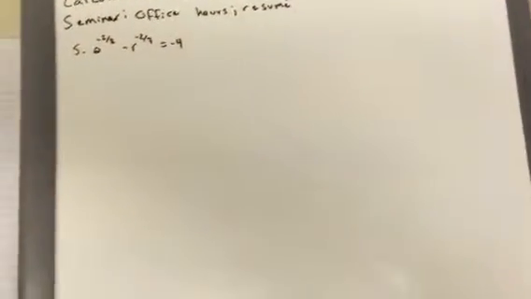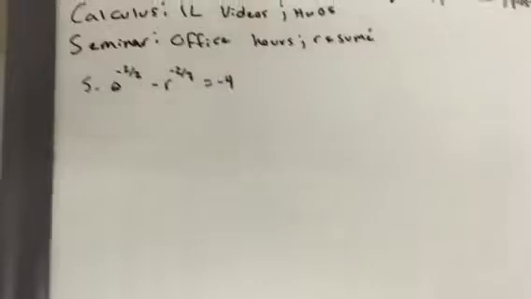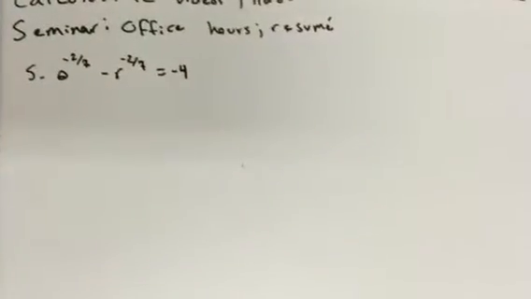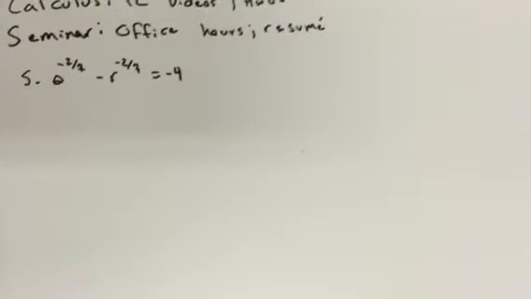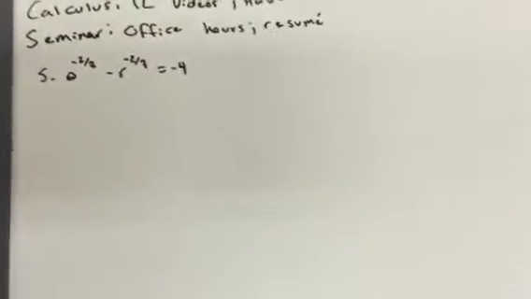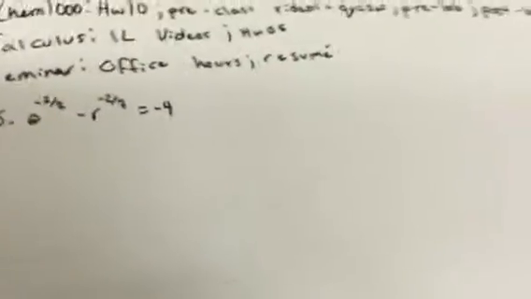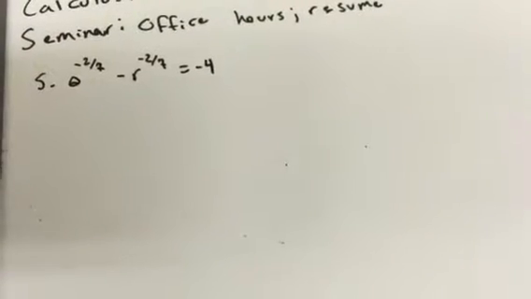We are going to be doing problem 5 of homework 2 in Calculus 2, aka Math 2000 of Challenge. The problem is theta to the negative 2/7 minus r to the negative 2/7 equals negative 4. We are going to be deriving this function. We're finding the derivative of r with respect to theta.